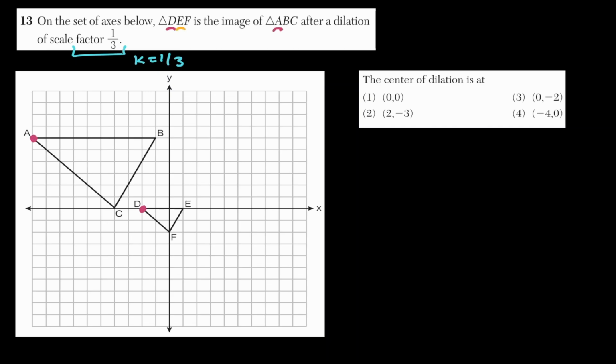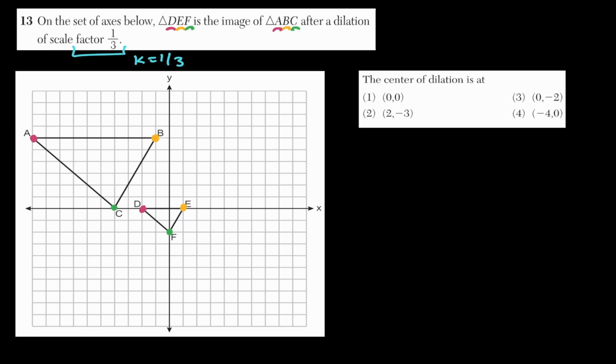The second letter, which is angle E, got dilated to the second letter, which is B. And the third letter, angle F, got dilated to angle C. So F got dilated into C.